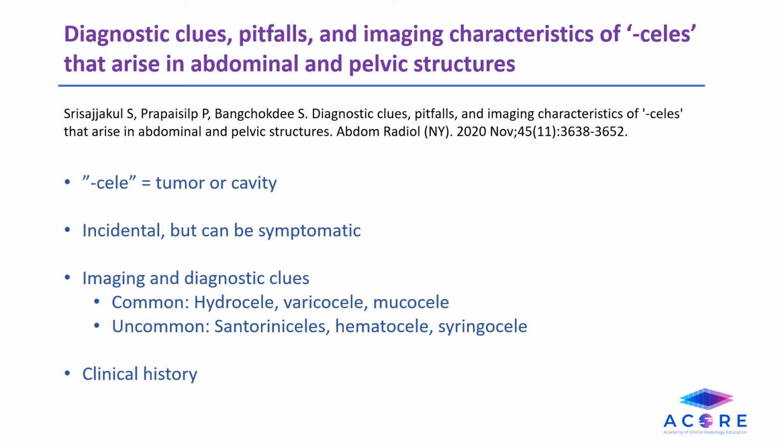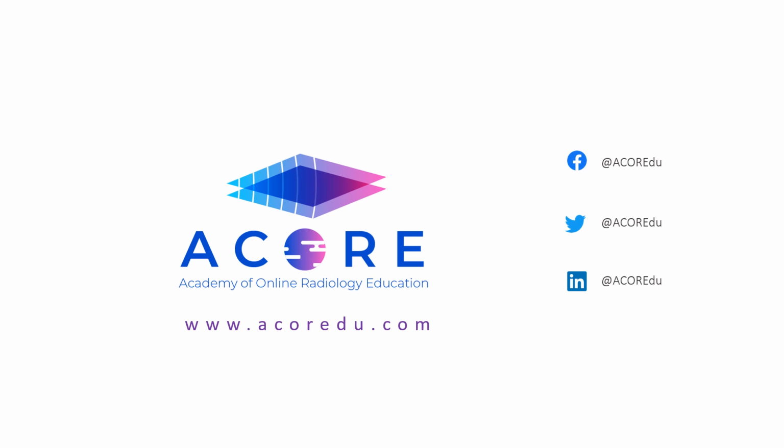The article discusses imaging features and diagnostic clues for each of the described celes. It includes overviews of common lesions, such as hydroceles, varicoceles, and mucoceles, but also includes less frequent abnormalities, such as Santorini celes, hematoceles, and syringoceles. Clinical history is important as it plays a role in narrowing the differential diagnosis.